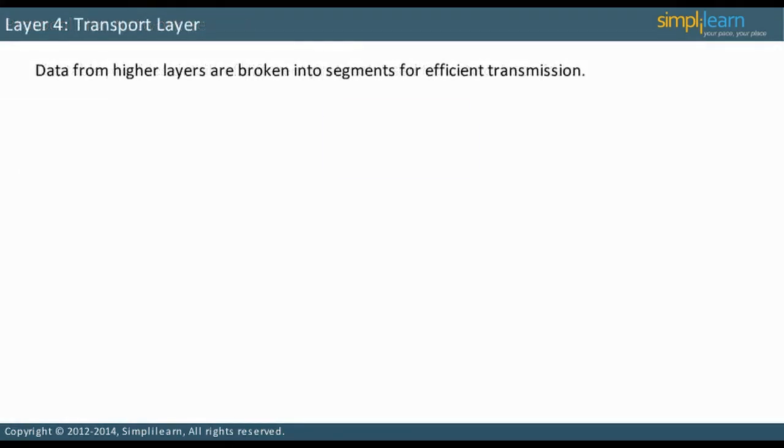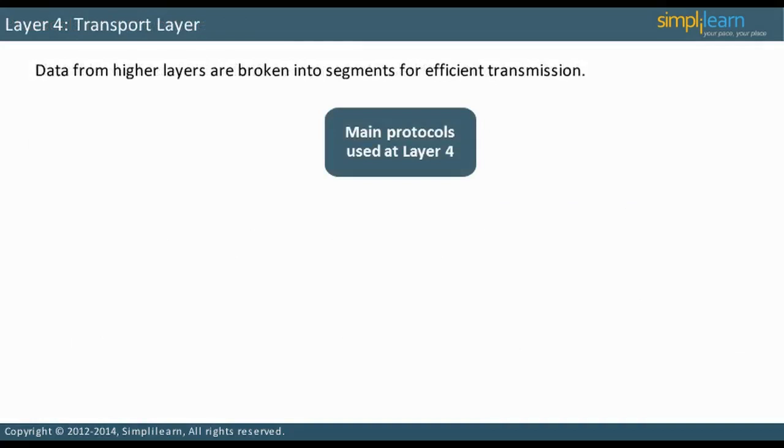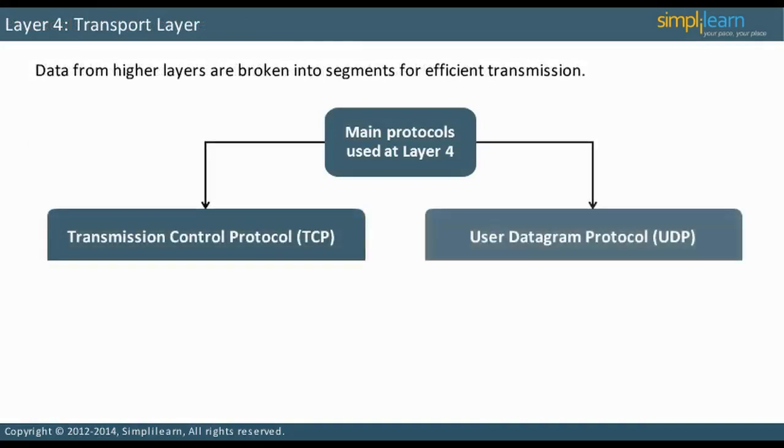The table on the slide shows the main protocols used at Layer 4, which are TCP and UDP. Data from higher layers are broken into segments for efficient transmission. Transmission Control Protocol, TCP, is connection-oriented. This means it keeps track of a data flow.